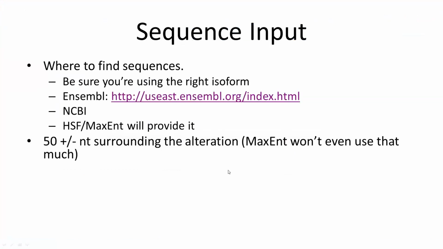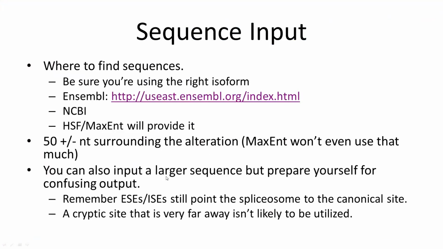How much do you want to look at? Generally, we look at plus and minus 50 surrounding the alteration. MaxEnt actually doesn't even use that much of it. You can provide it that information, but its algorithm does not even look that deeply around the alteration. You can also put a much larger sequence, but steel yourself, because the output is going to look very messy. It's going to be kind of confusing.